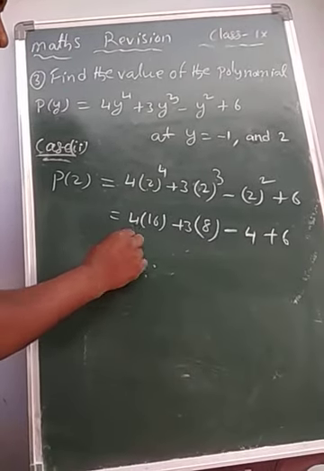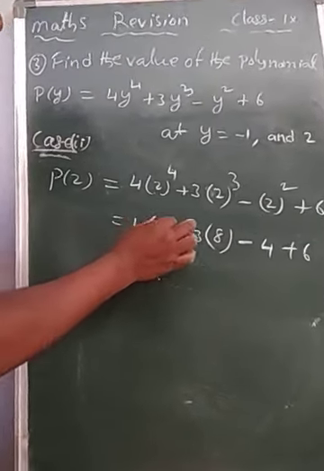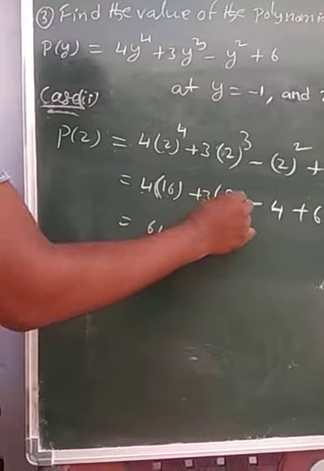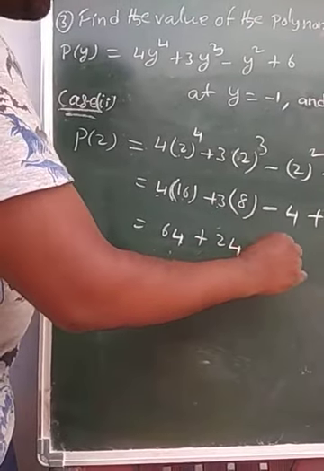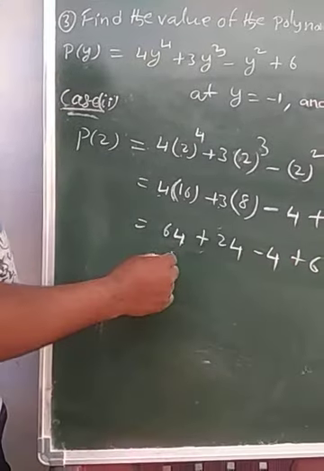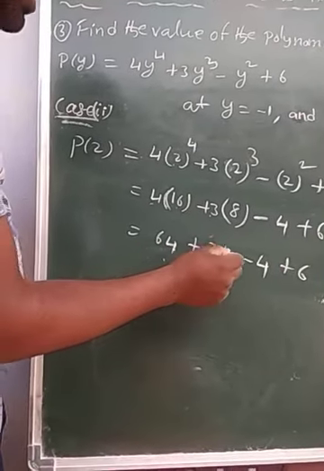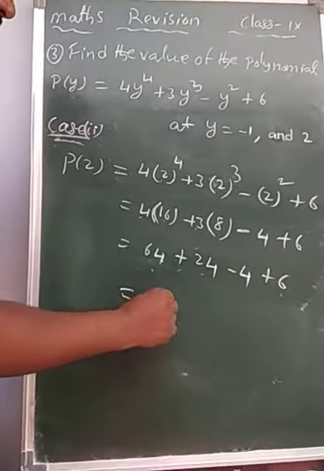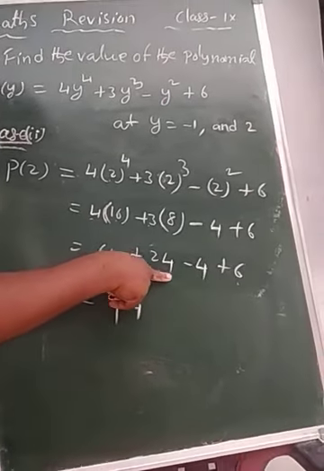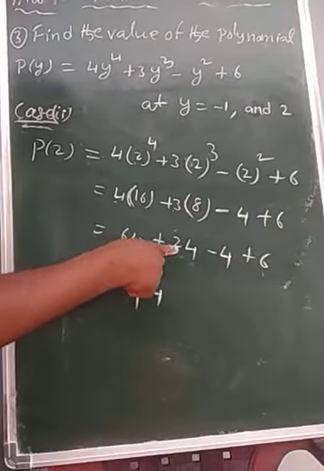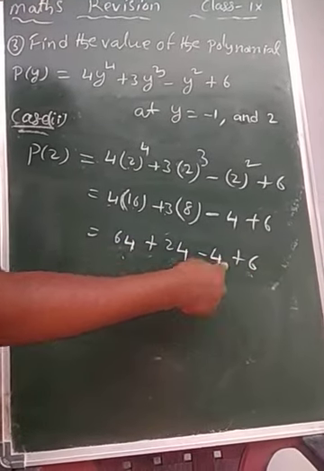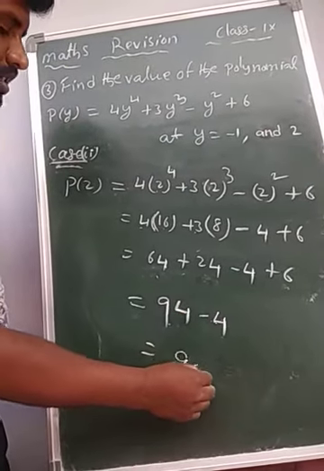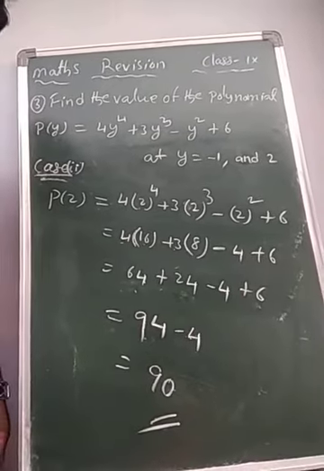Now 4 into 16, 4 16s are 64, plus 3 8s are 24, minus 4, plus 6. Here 64 plus 24 plus 6 we get 94. 64 plus 24 what? 64 plus 24 plus 6 means we get 94, minus 4. 94 minus 4 means 90. So like this we can find the values.